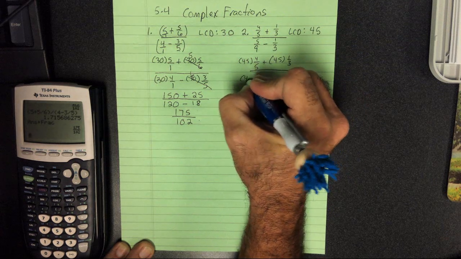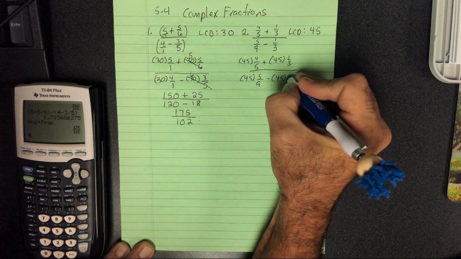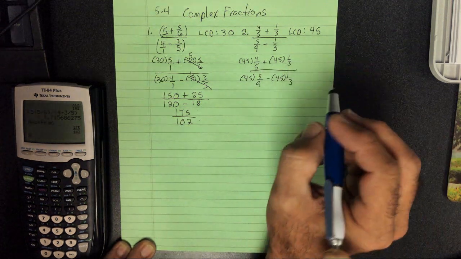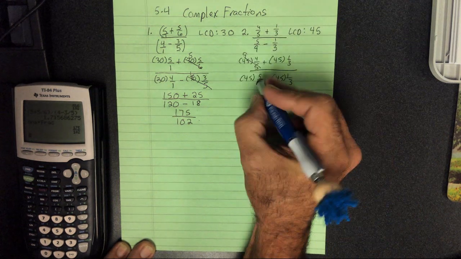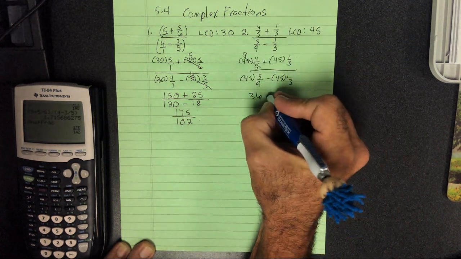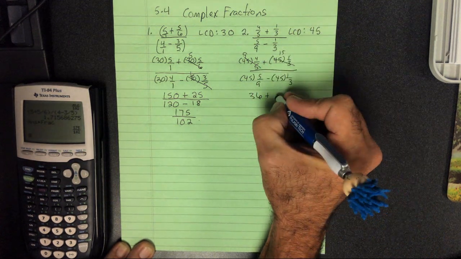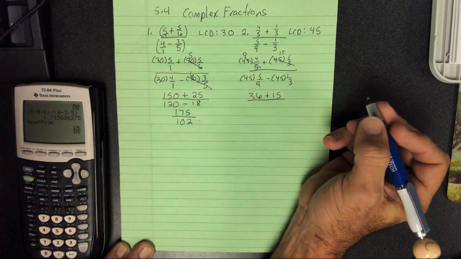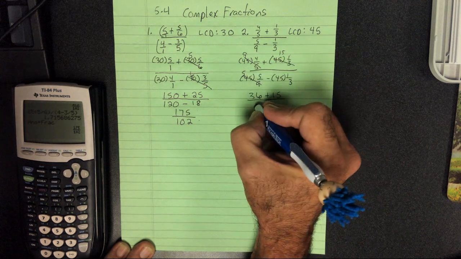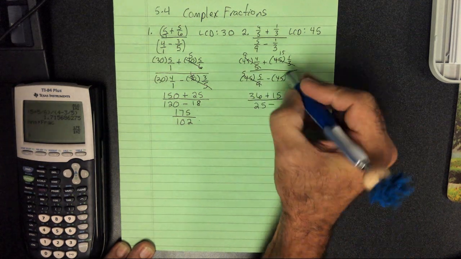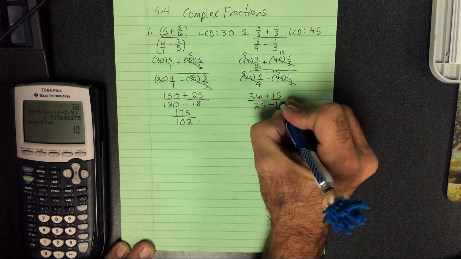And then do that to the bottom. 45 times 5 over 9 minus the 45 times 1 over 3. Now I'm going to divide and multiply. Watch this. 45 divided by 5 is 9. 9 times 4, 36. Plus 45 divided by 3 is 15. 15 times 1 is 15. On the bottom, 45 divided by 9 is 5. 5 times 5 is 25. Minus 45 divided by 3 is 15, and 15 times 1 is 15.